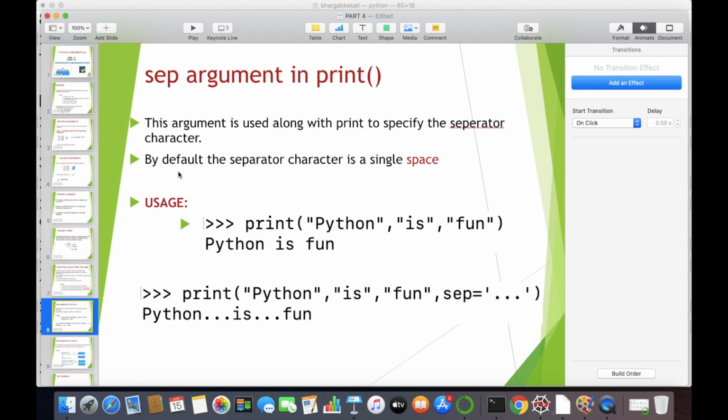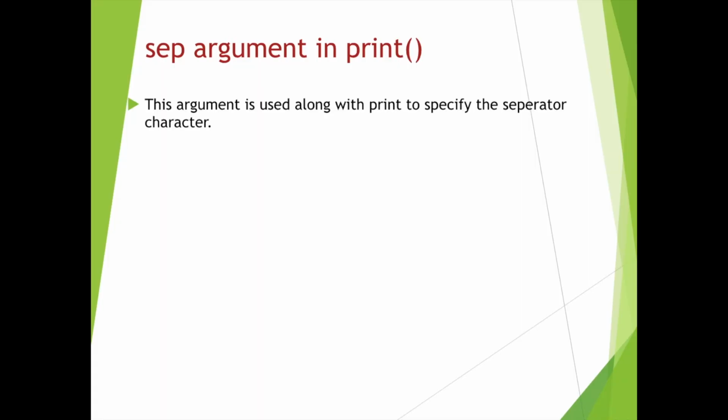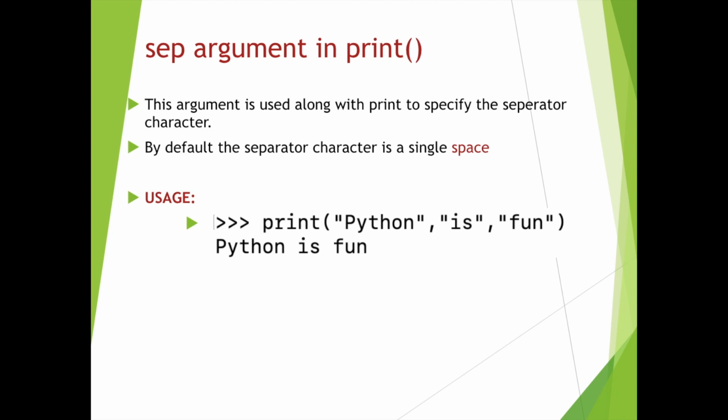Let's go to the next topic, which is the sep argument in print. Let's see what it is. This argument is used along with print to specify the separator character. By default, the separator character is a single space. You will understand it better with the help of an example. If I write print Python comma is comma fun, then in place of the comma it will just leave a space, as you can see from the output here.